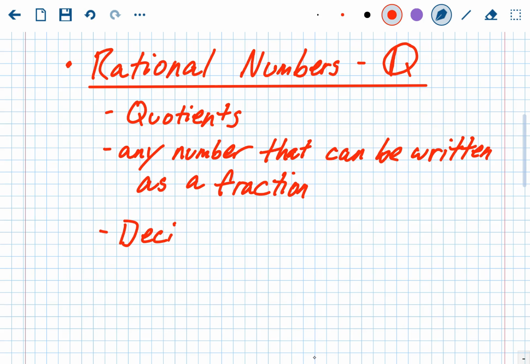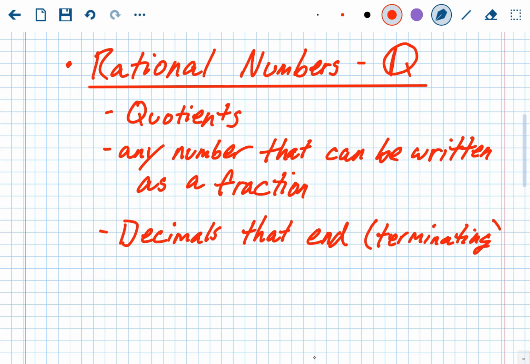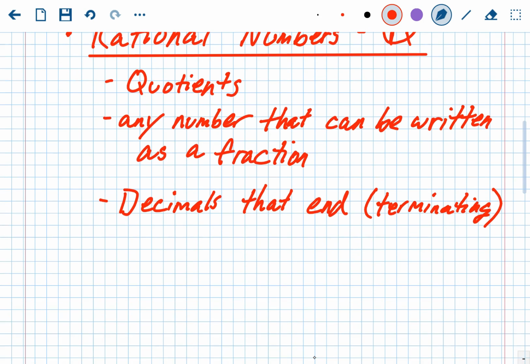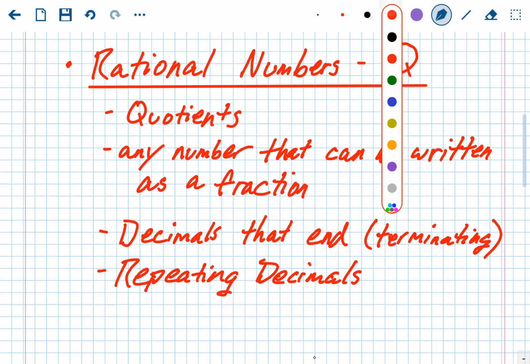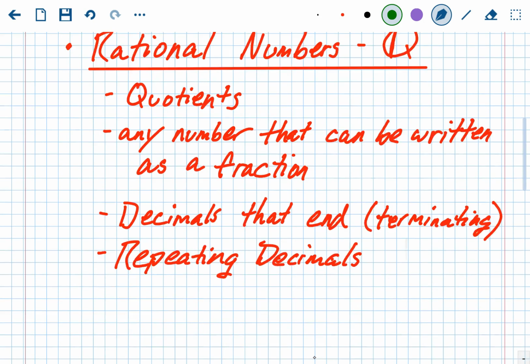Well, decimals that end are rational numbers. Decimals that end are called terminating decimals. Terminating just means it ends, so there's not a dot, dot, dot at the end. It could be 100 digits, but as long as it stops at some point, you could write that as a fraction, which makes it a rational number. What else counts? Well, repeating decimals. Repeating decimals are things like 1/3, 0.33333. It keeps going forever. Those don't end, but if it has a repeating pattern, you can write it as a fraction, and if you can write it as a fraction, it counts as a rational number.